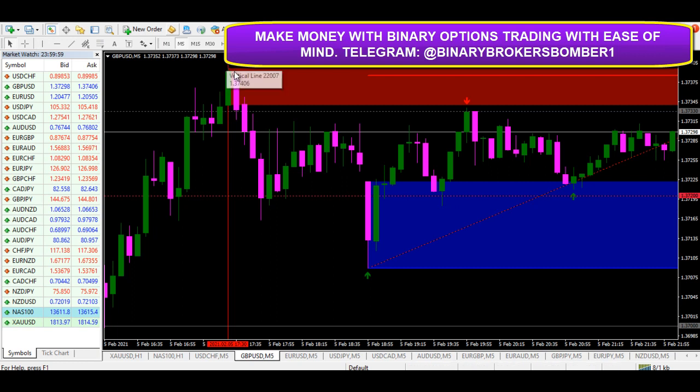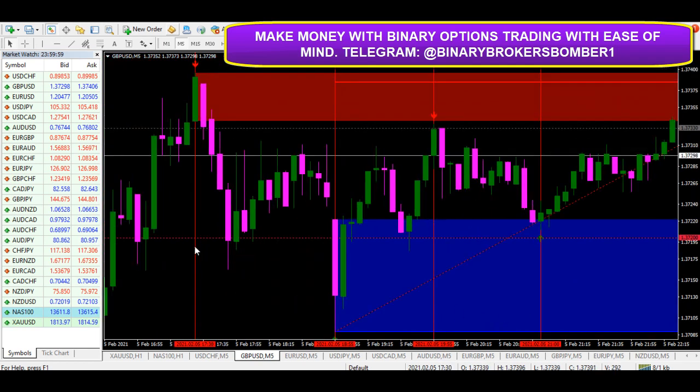Look at this trade, one, two, three. Look at another trade there, one, two, three. Look at this trade there. One, two, three. Okay. Look at another trade there. One, two, three. It's as simple as ABC.